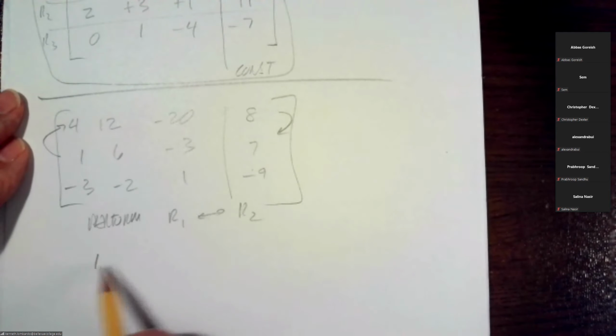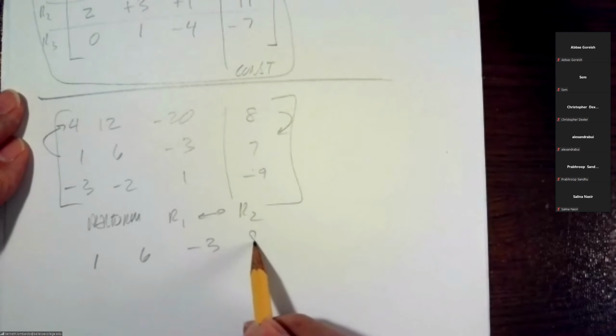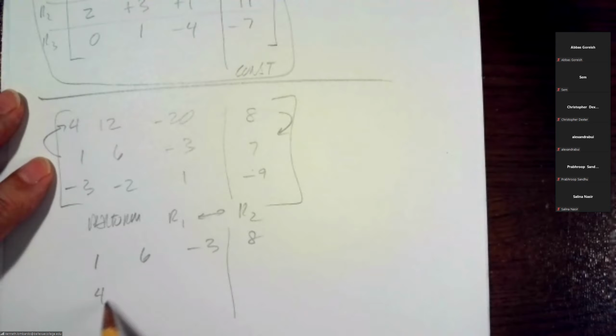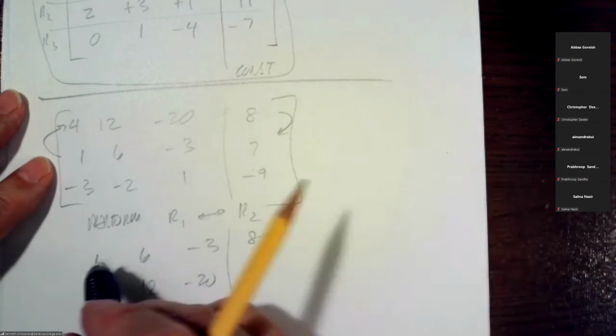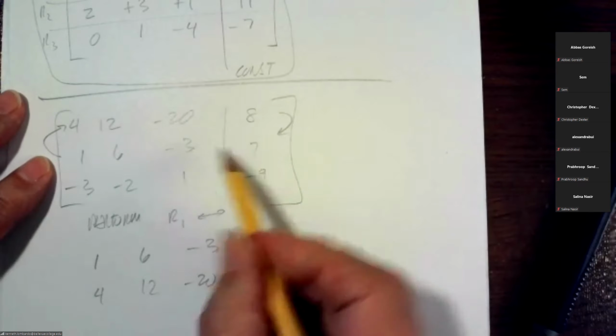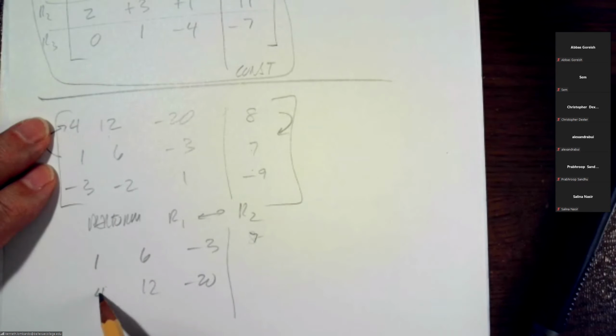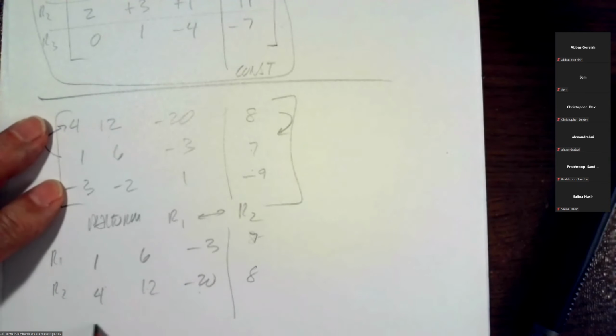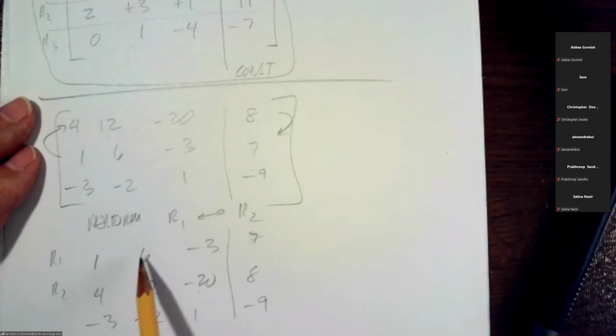So we'd end up with 1, 6, minus 3, 8, 4, 12, negative 20. And that's not going to be 8, is it? That's going to be 1, 6, negative 3, 7. This value here. And then we bring down the other one, 4, 12, negative 28. So this becomes row 1, row 2, and row 3 we didn't do anything with. Negative 3, negative 2, 1, negative 9.